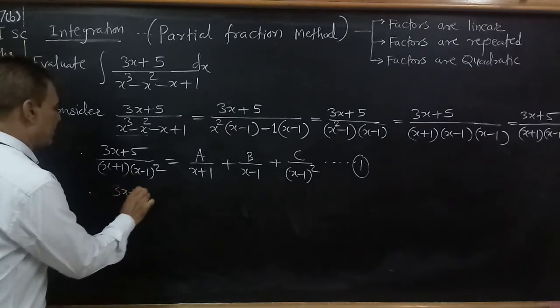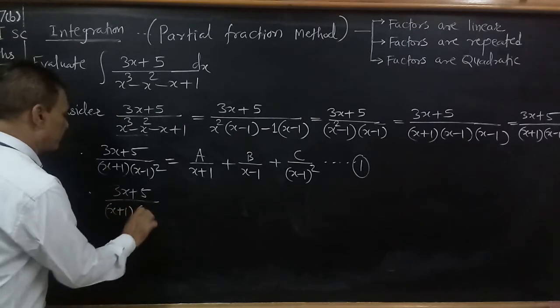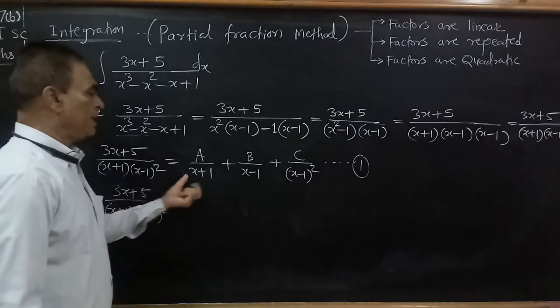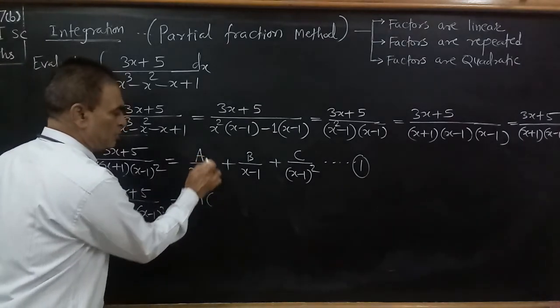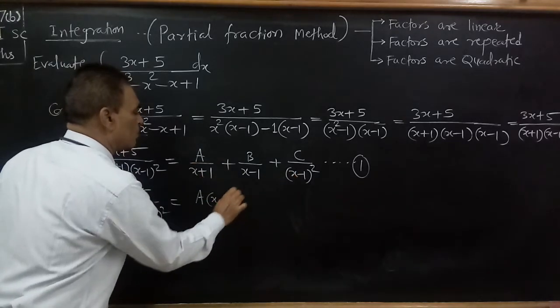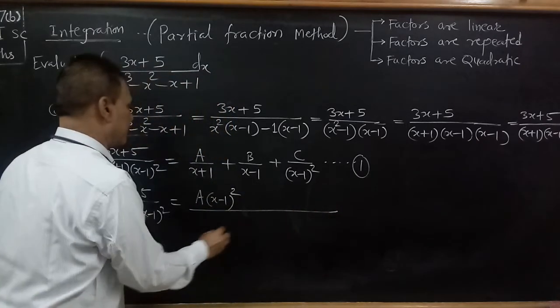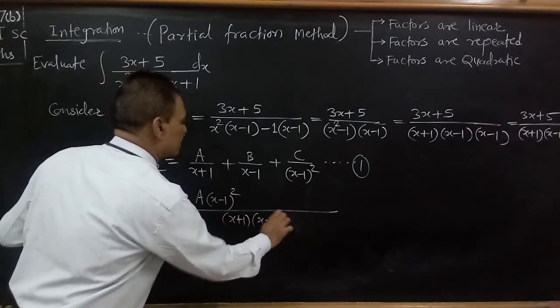Equalize the denominator, that is important in this case. x plus 1, x minus 1 whole square equal to. Here x plus 1 is there, so A into multiply numerator and denominator by this quantity, x minus 1 whole square. Because I want to equalize the denominator x plus 1, x minus 1 whole square.